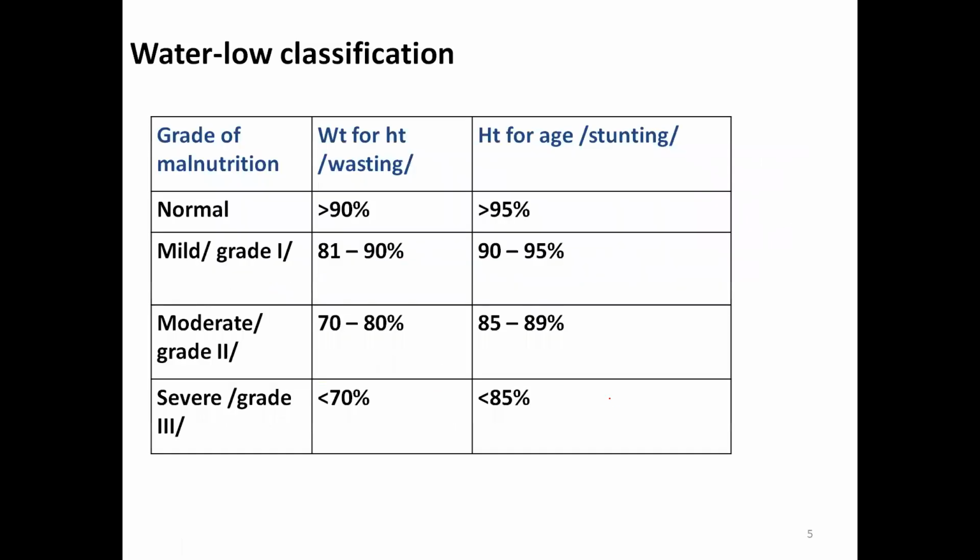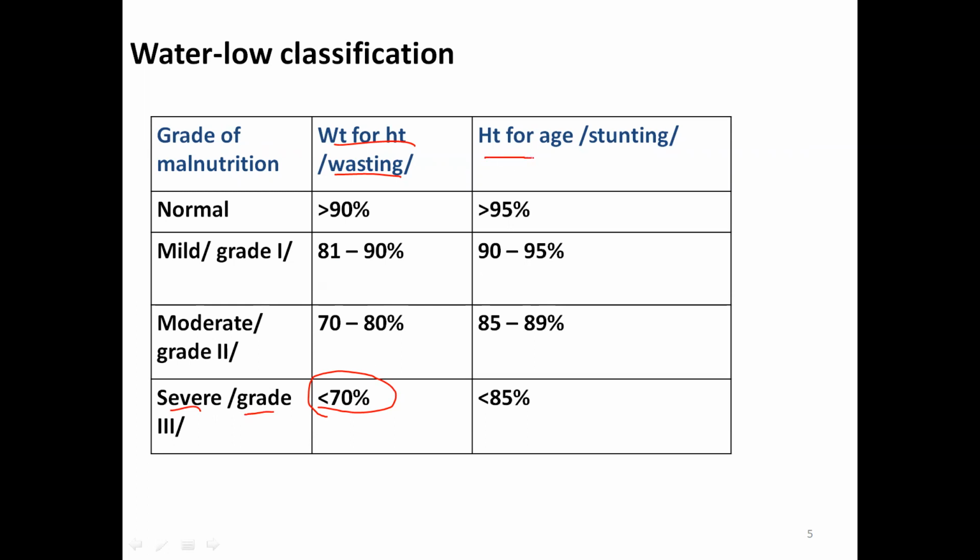So let us discuss the Waterlow classification. Weight for height tells us about wasting. If it is greater than 90, we call it normal. Mild, or grade 1, if it is 81 up to 90. Moderate, or grade 2 malnutrition, if it is between 70 up to 80. If it is less than 70%, we call it severe malnutrition, and it is grade 3 malnutrition.